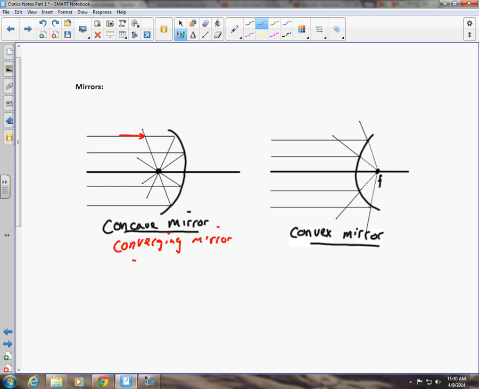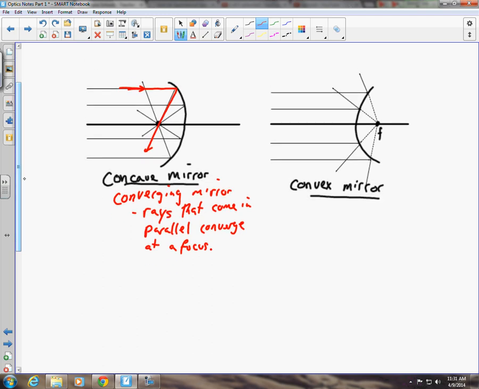because the rays that come in parallel converge at a focus. So these guys are coming in, it hits the mirror and reflects, and it's going to reflect down through that focus. It has a positive focal length.